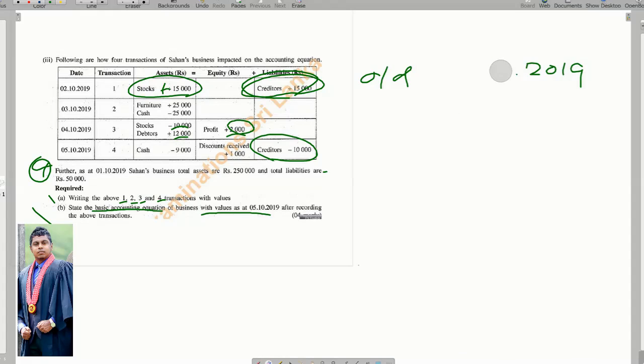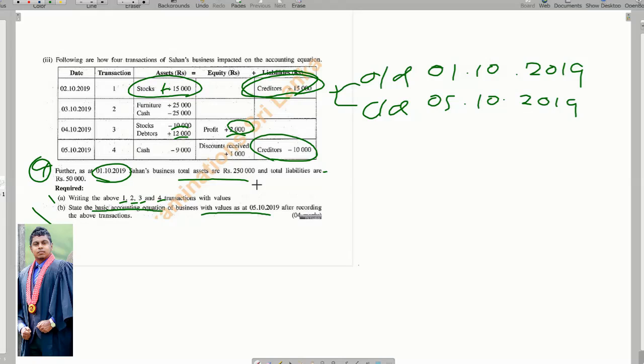That means first of all we are required to know about the opening and closing date. So here in our requirement B, you are required to prepare the accounting equation as at 5th of October 2019. So 5th of October 2019 is the closing day, and the opening day is 1st of October 2019. The accounting equation is assets equal to equity plus liabilities. So for the opening balance, the additional information says assets are 250,000. There is no equity given, but liabilities are 50,000.